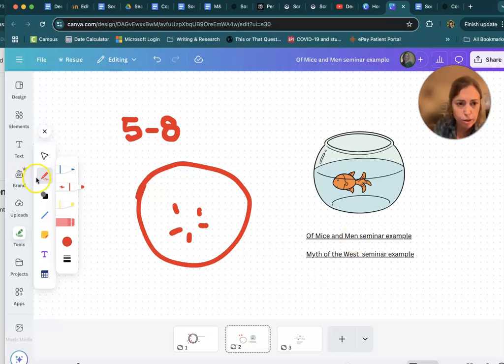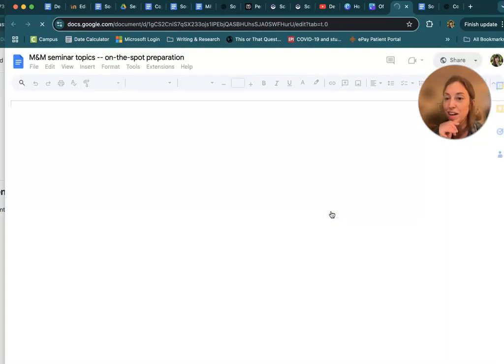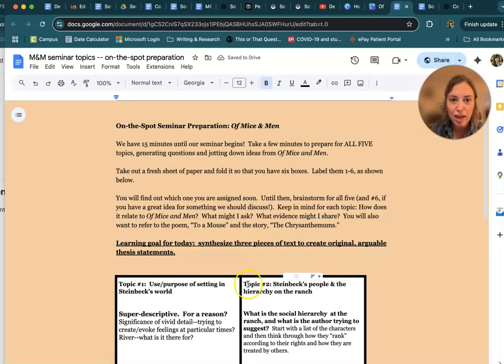Now, if we take a look at the Of Mice and Men seminar, something that I wanted to explain to you that was not shown in that video is in here. This was an on-the-spot seminar. This wasn't something where students got to prepare at home beforehand, although really the best preparation possible was reading their books, right? And they knew that this was coming. They knew that a discussion was coming and that we would be talking about some major themes and ideas in the book.